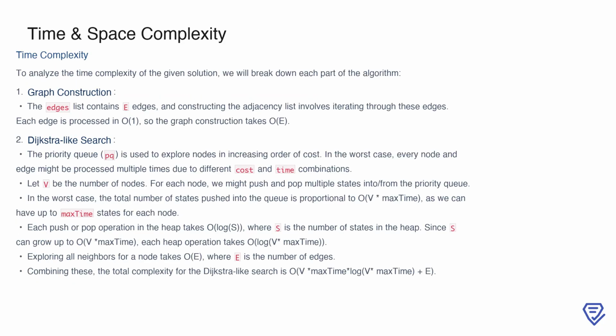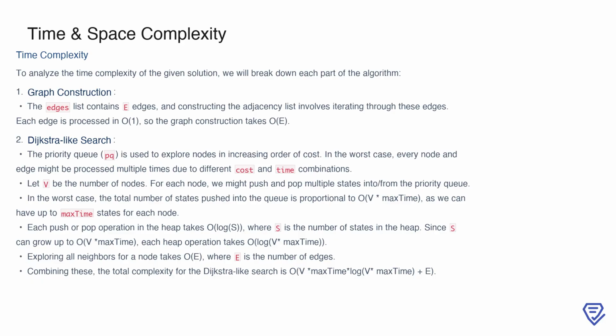To analyze the time complexity of our solution, we start by breaking it into 2 main parts. First, we consider graph construction. The input edges list contains edges, and constructing the adjacency list requires iterating through each edge. Since processing each edge takes constant time, the time complexity for this step is O(E). Next, we focus on the Dijkstra-like search.